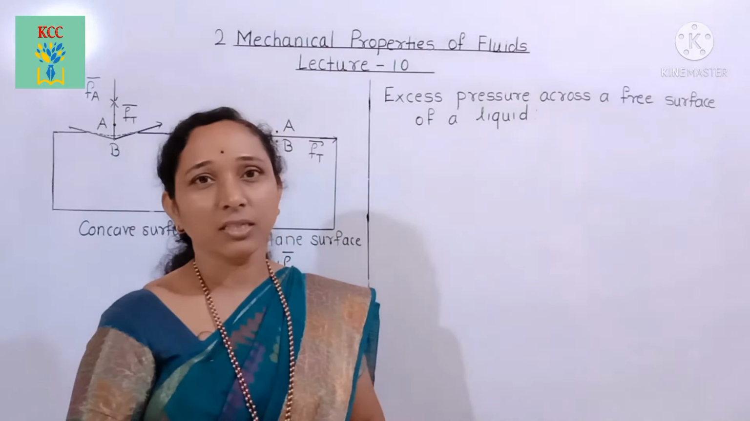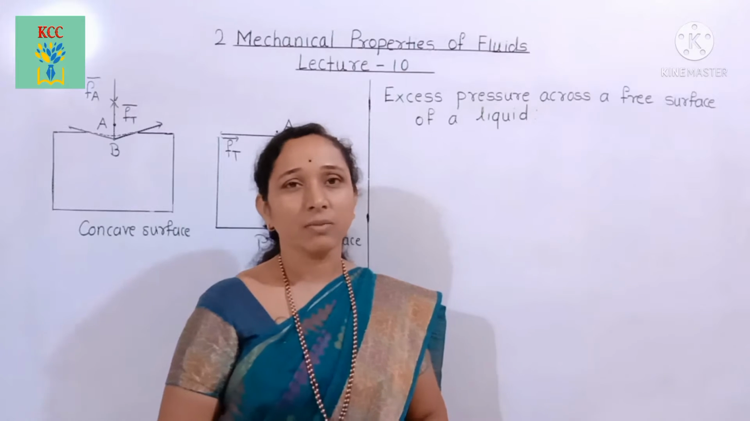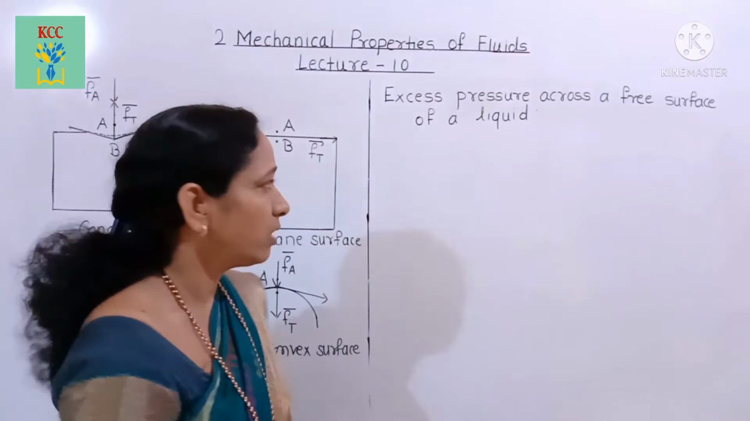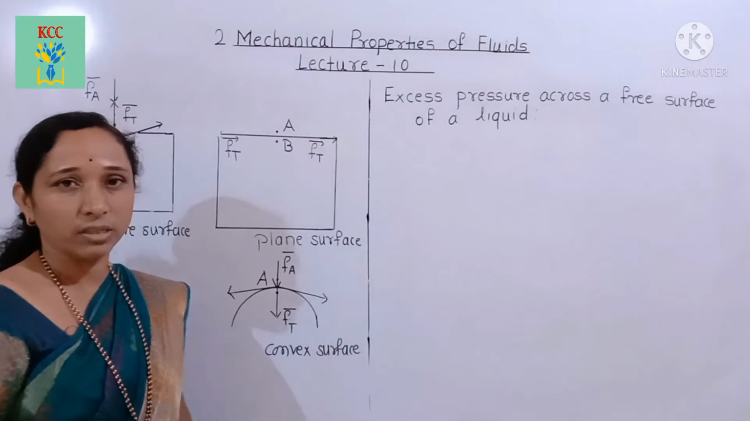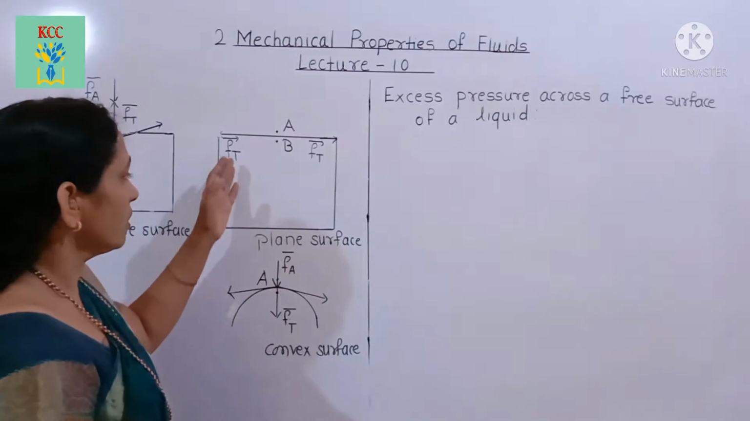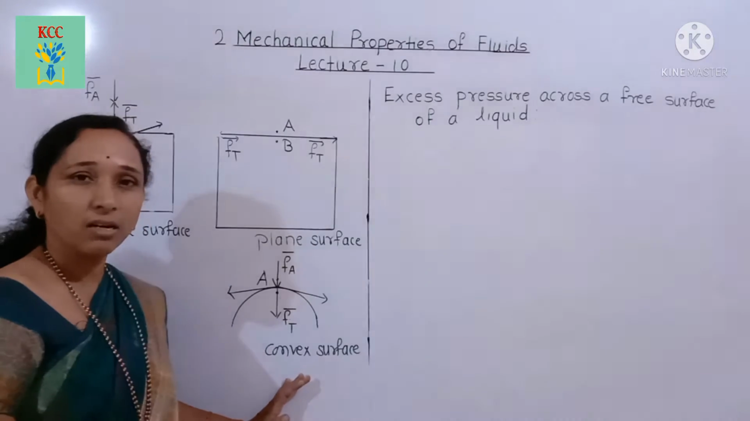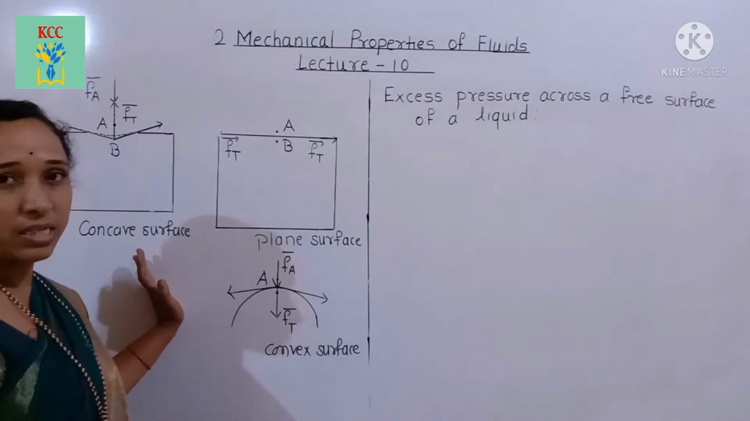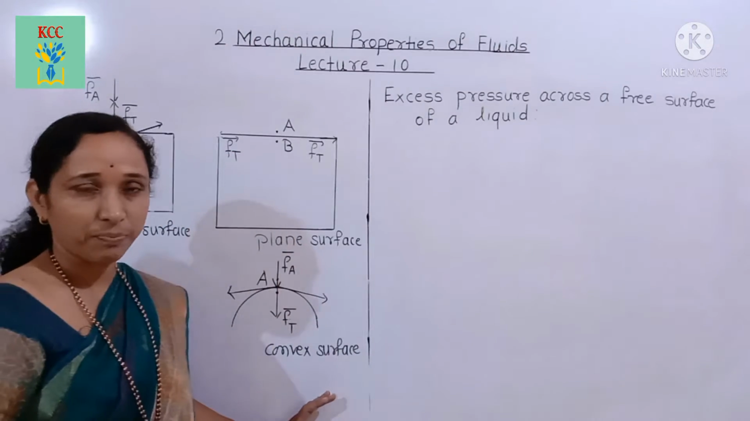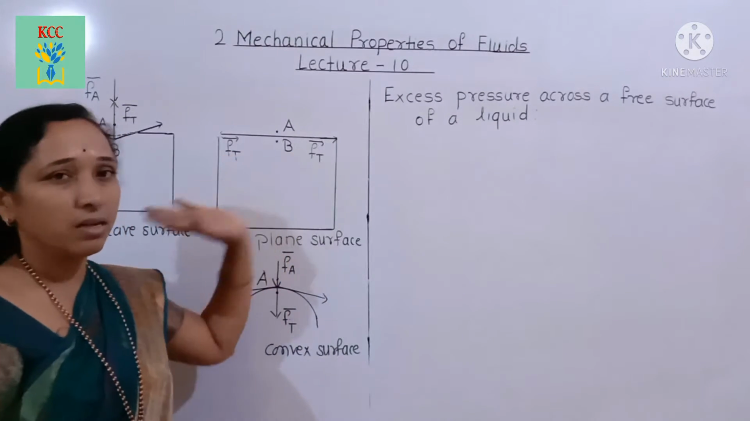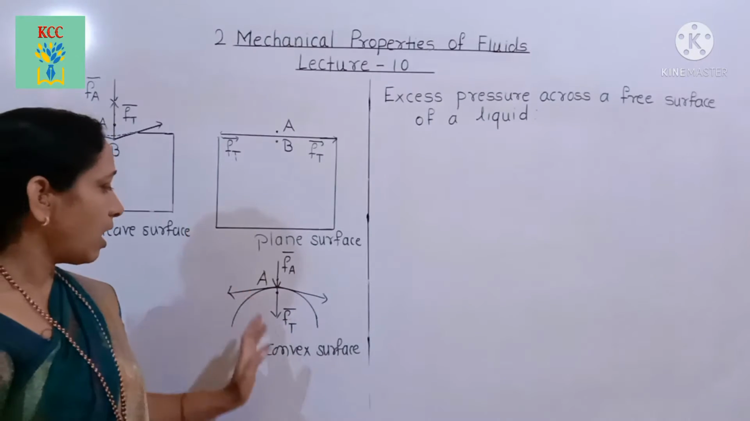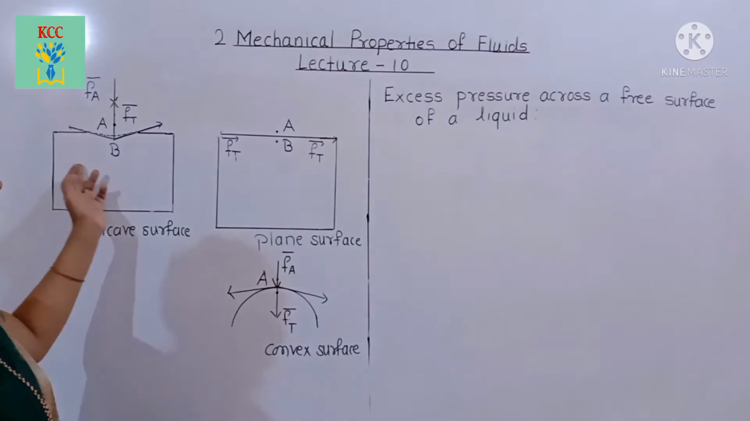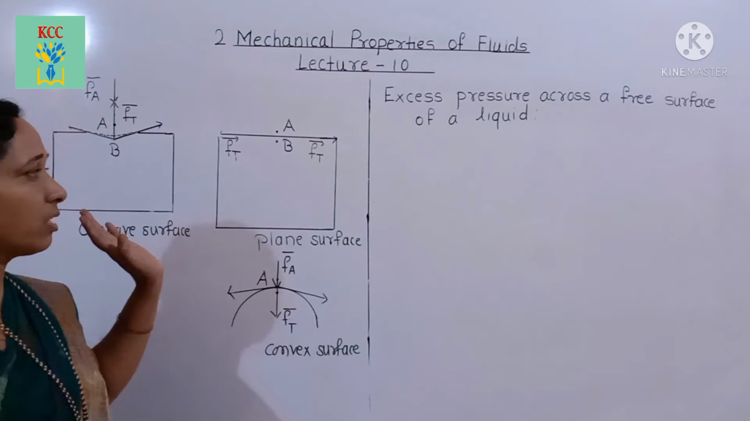Now we see the excess pressure, that is the pressure difference, at three different surfaces of a liquid. Suppose these are the three liquid surfaces, having different shapes. This is the planar surface, and this is a convex surface, and this is a concave surface.